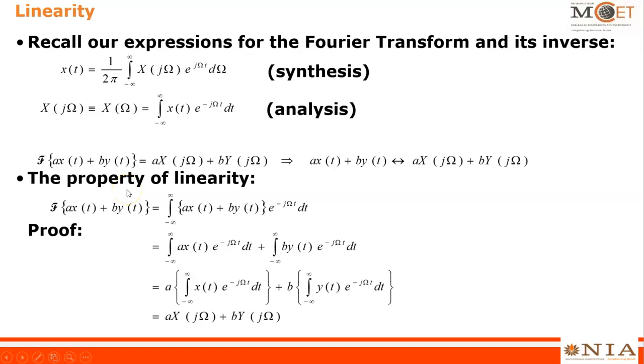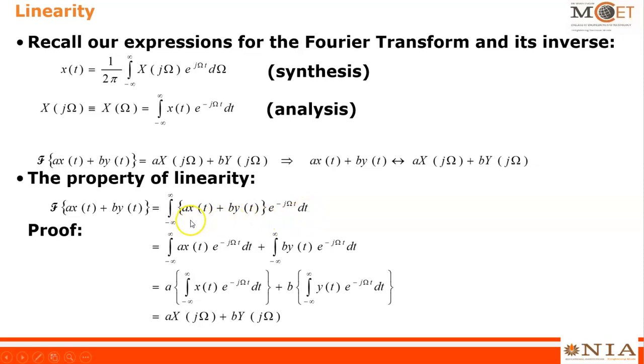Then the property of linearity. For the property of linearity, the proof is given here. Fourier transform of a x of t plus b y of t. Here simply replacing x of t with a x of t plus b y of t. So according to the Fourier transform formula, we are replacing this function instead of x of t. So integral varying from minus infinity to plus infinity a x of t plus b y of t multiplied with e power minus j omega t dt.